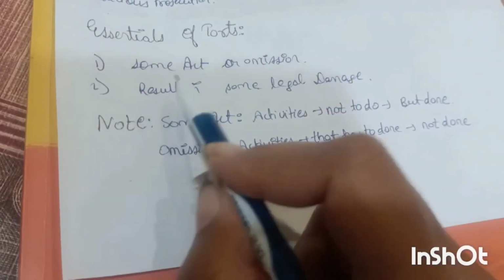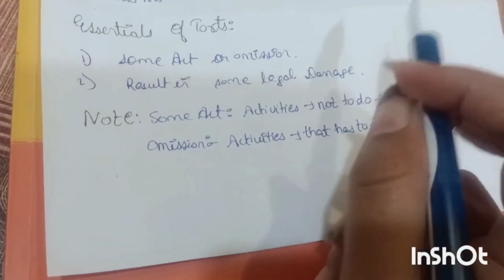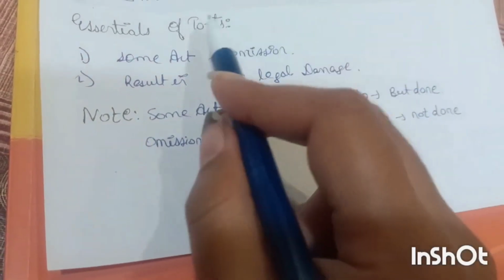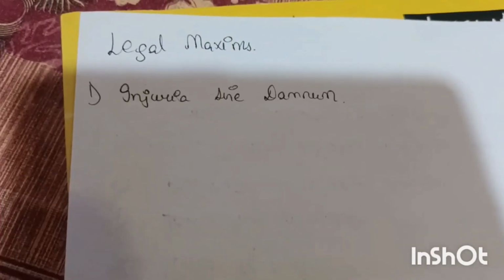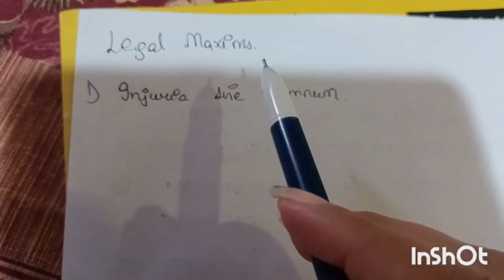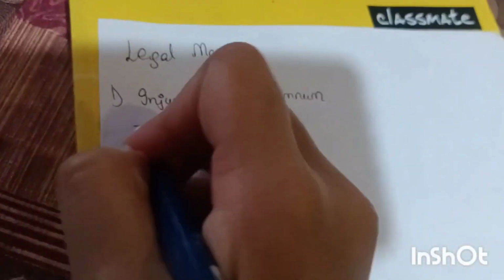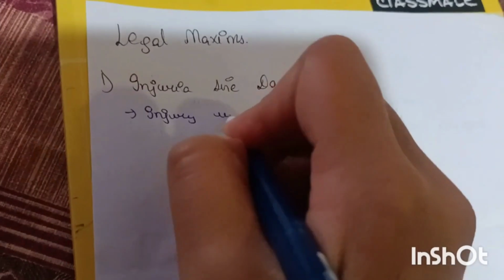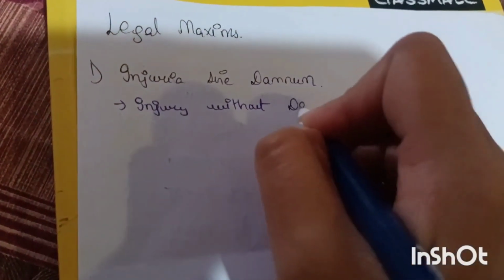Okay, and if we do this and there has to be some legal damage occurred to the other person, then there will be tort occurred. So now let's see legal maxim. So first one is injuria sine damnum. So this refers to injury. Sine means without, and damnum means damage.